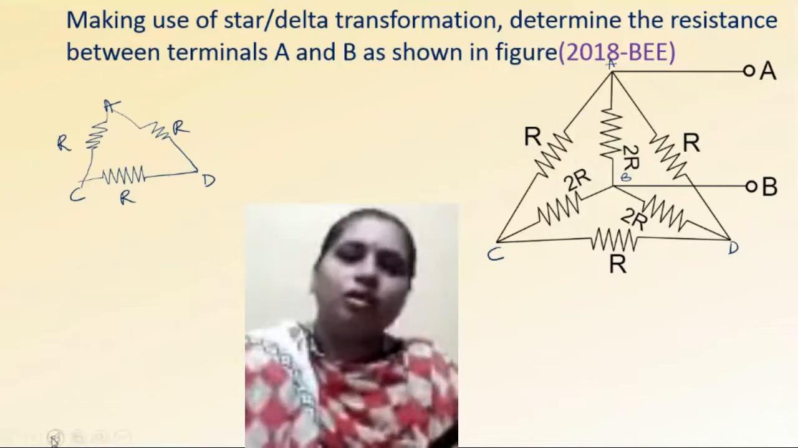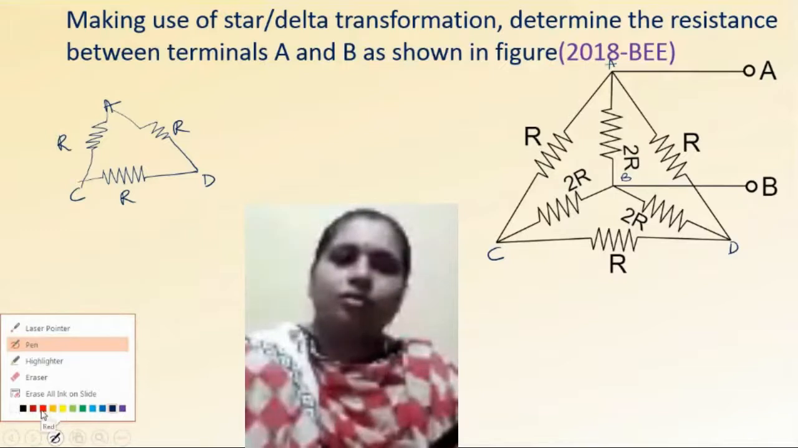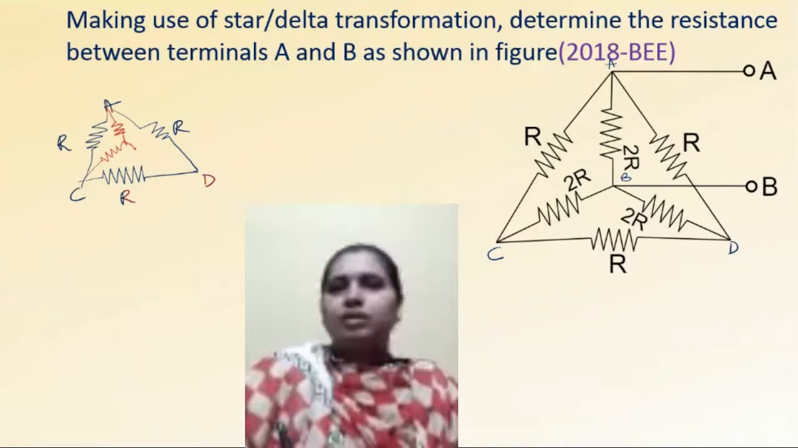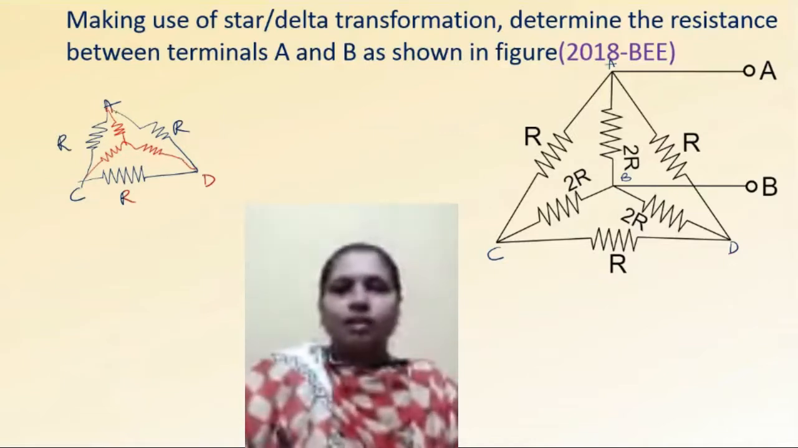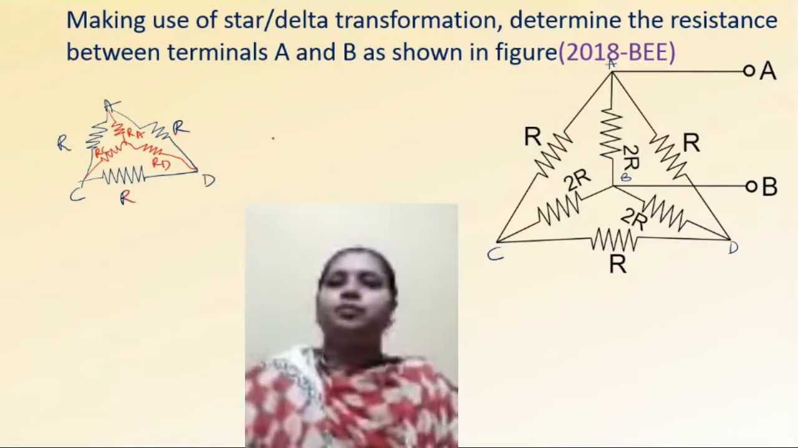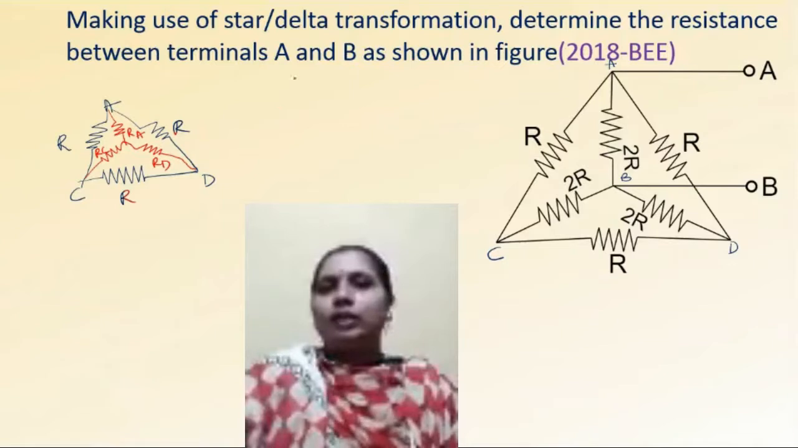Let us convert this into star, right? I'm using another ink so that you can see the difference. This is how I am representing my star connected network. As it is connected to point A, let it be RA. As it is connected to point C, let it be RC. As it is connected to point D, let it be RD. So we are converting a delta to star.